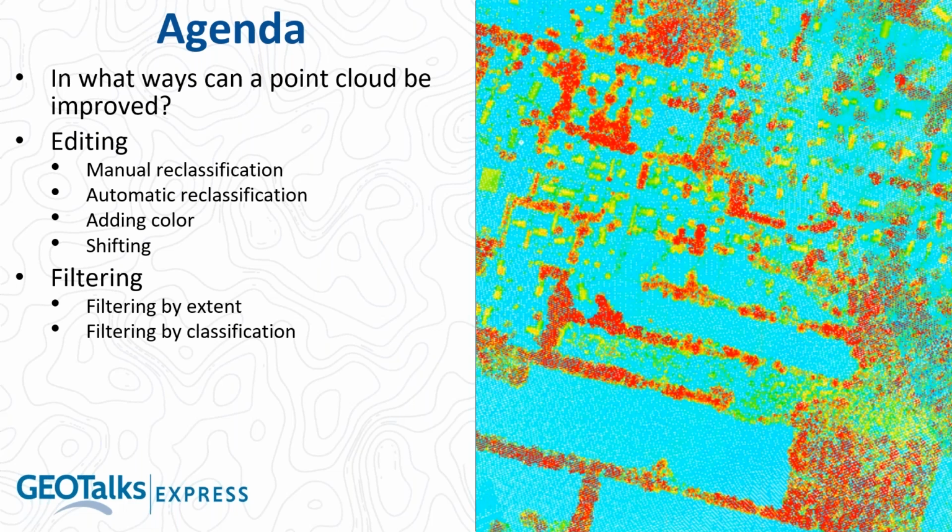The deliverable product may be a subset of your data, which removes the points that you don't need. And that's a very simple process. We'll talk about that filtering.